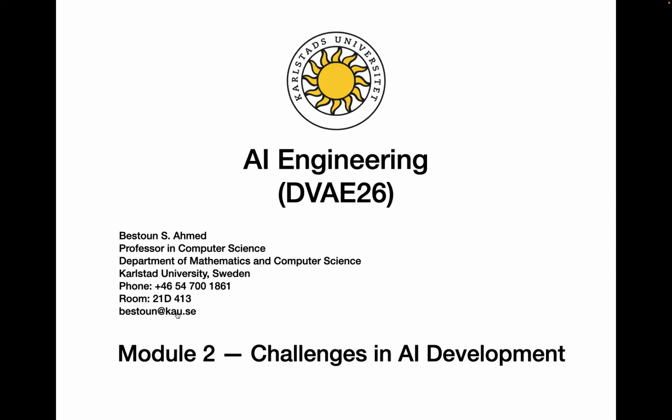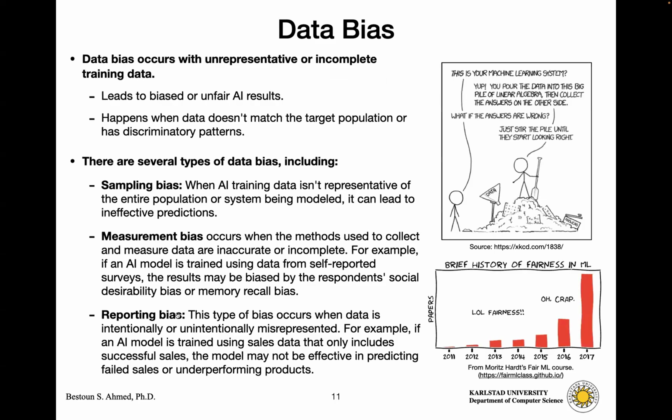So, part two of module two, challenges in AI development. As we said, there are several other challenges also, like data bias, which is a very big challenge. Data bias occurs when unrepresentative or incomplete training data leads to biased or unfair AI results, when the data doesn't match the target population, for example.